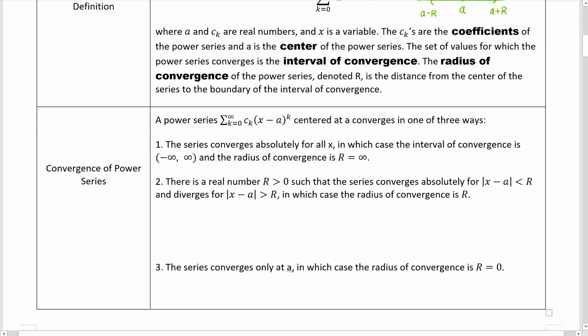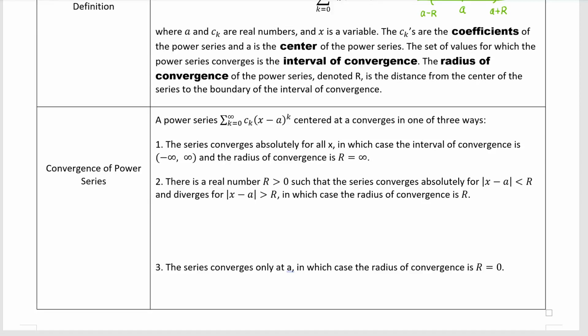So, convergence of power series. A power series centered at a converges in one of three ways. First, the series converges absolutely for all x, in which case the interval of convergence is all real numbers, from minus infinity to infinity, so the radius of convergence is infinity. Okay, that's the first case, all real numbers.